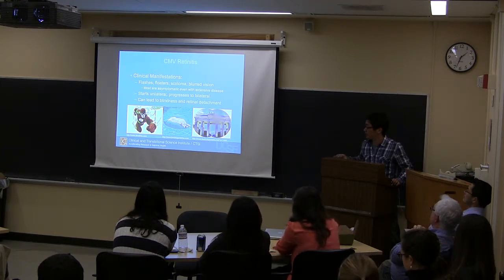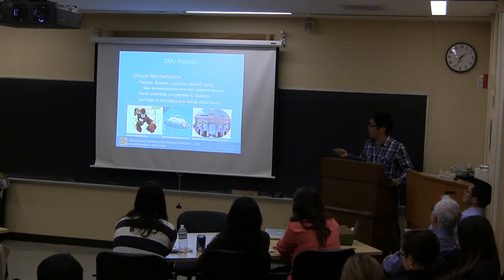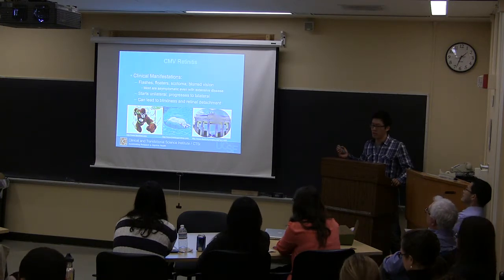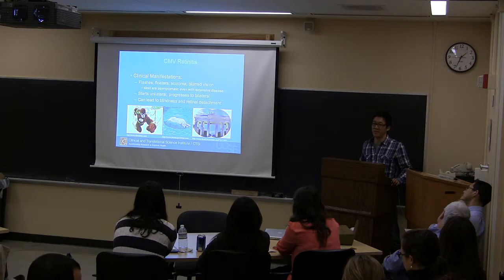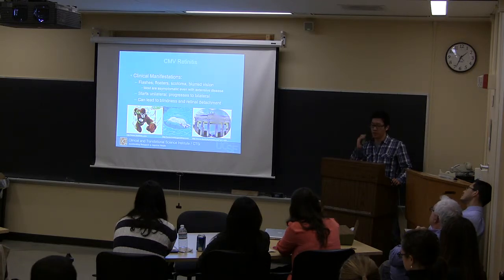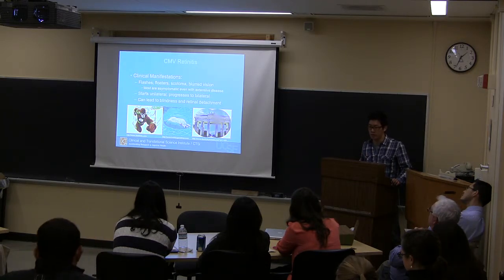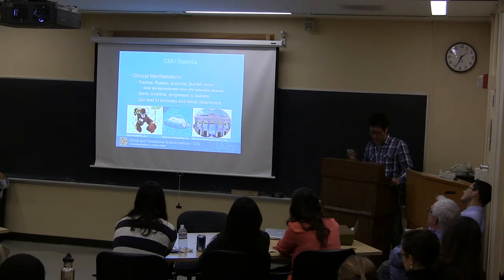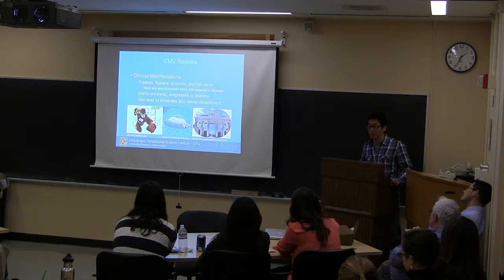But some common symptoms that they could present with include flashes and floaters, which is most common, but that's also just a general sign that something's wrong with the retina. And also some blurred vision. Usually it starts unilateral, progresses to the other eye, although sometimes patients can present with disease in both eyes. And like I said, it can lead to blindness and also retinal detachment, which is also another cause of blindness.